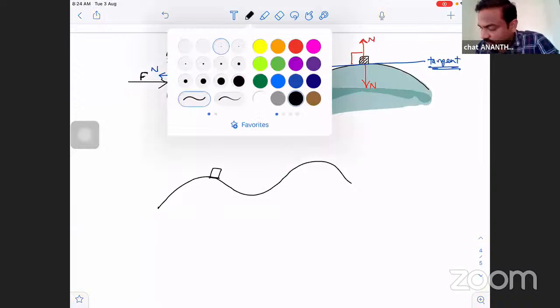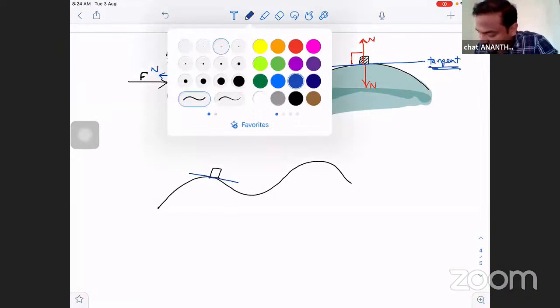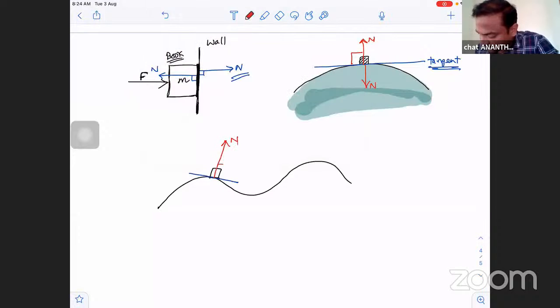For that, you have to draw the tangent first, the tangent at the contact surface. Now draw the perpendicular to the tangent. That will become the normal. This is the normal reaction acting on the block. Similarly, normal reaction will act on the surface also, but usually we don't bother about this, because the object moves, so we take the forces acting on the object.